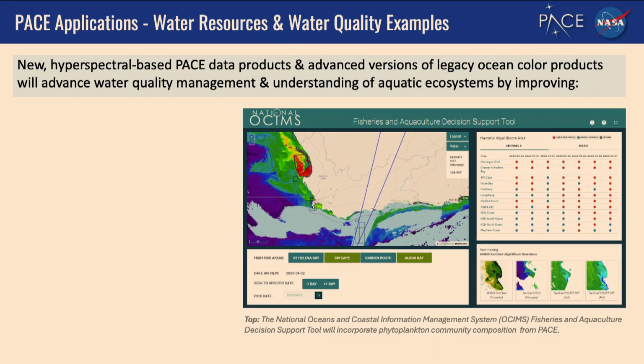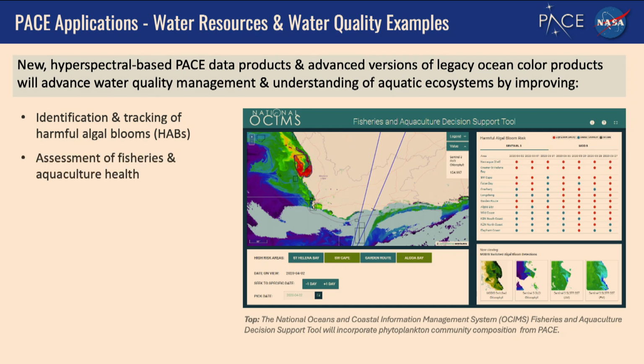There's, of course, the many water resources and water quality examples. Of course, we look forward to seeing how this is going to advance water quality management and understanding of aquatic ecosystems by doing things like better tracking and identifying harmful algal blooms, better assessing fisheries and aquaculture health, which is what this tool is about. It's a National Oceans and Coastal Information Management System decision support tool, and they're hoping to use PACE data to improve the quality of their tool, improve its accuracy.